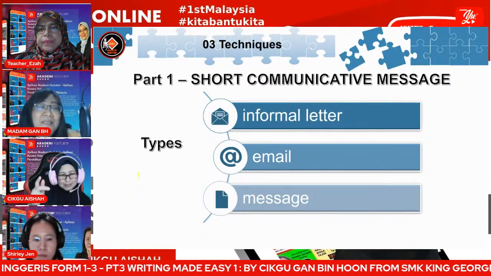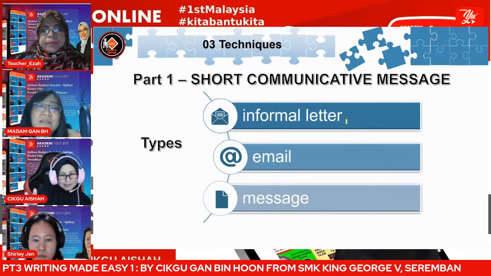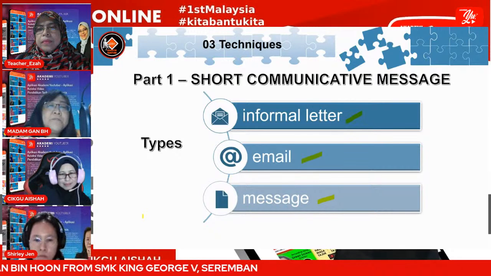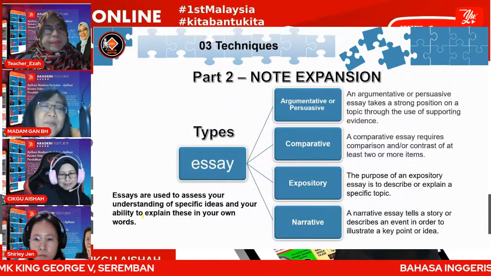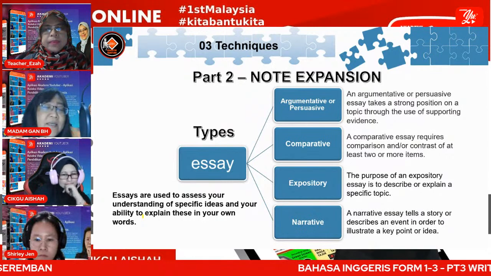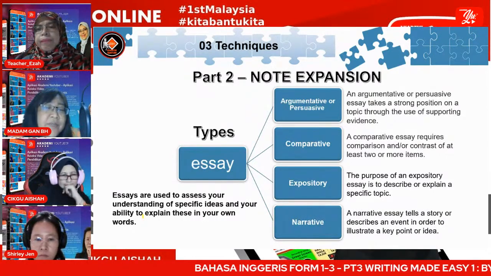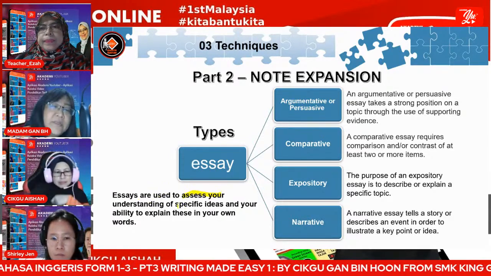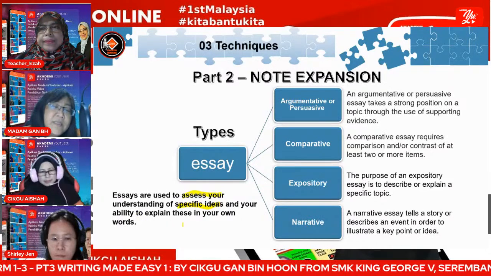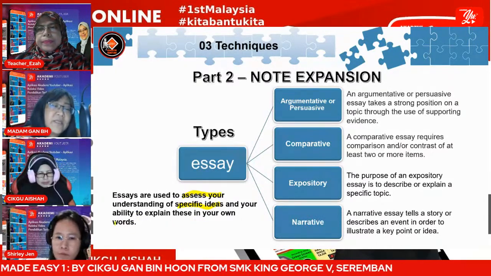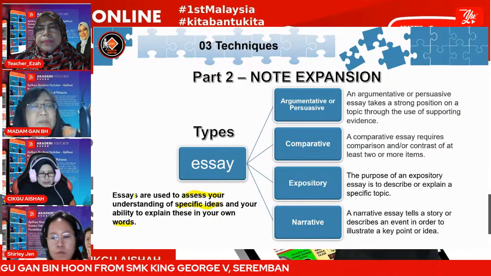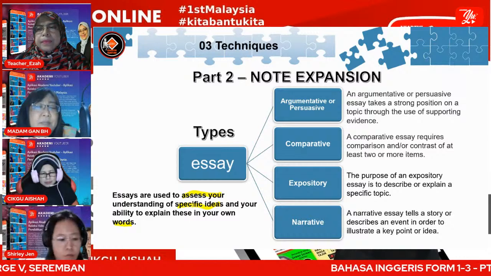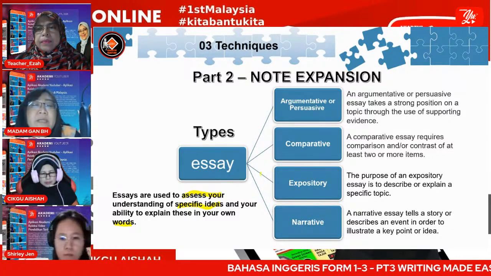So let's look at part 1. Part 1, you have an informal letter, an email, or a message. Remember that is part 1. Let me explain what is part 2. What is an essay? According to Cambridge Dictionary, essays are used to assess your understanding of specific ideas and your ability to explain this in your own words. So essay means just simple paragraphing, paragraph 1, paragraph 2, paragraph 3, but you must be able to explain specific ideas.